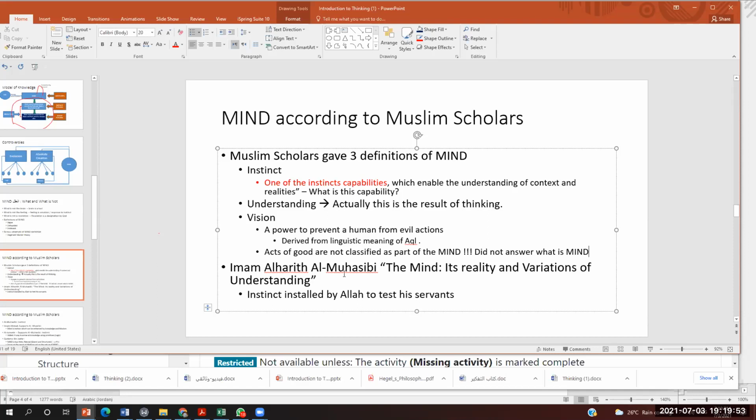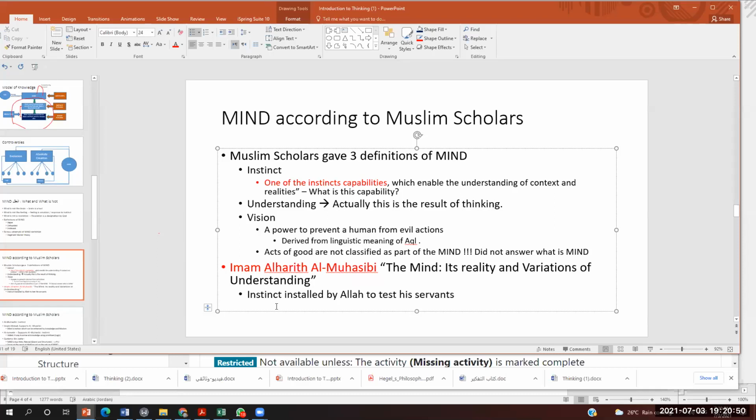That's how it shows. One of the best, one of the first scholars in Islam that ever approached this issue of the mind, his name is Al-Harith Al-Muhasibi. If you want, sometimes look at this guy, he has a book called The Mind, actually Al-Aql. Its reality and variations of understanding: the reality of the aql, of the mind, and why the people have differences about it. So the title is excellent, it's great. But then he comes to the conclusion that it's an instinct. This mind, which he's trying to define in his book, is an instinct which is installed by Allah to test his servants. So again, it's an instinct.